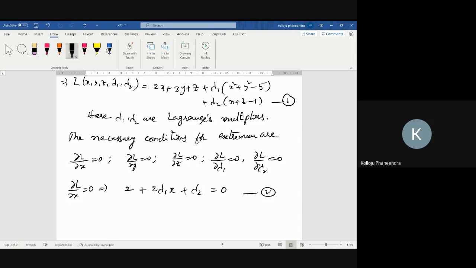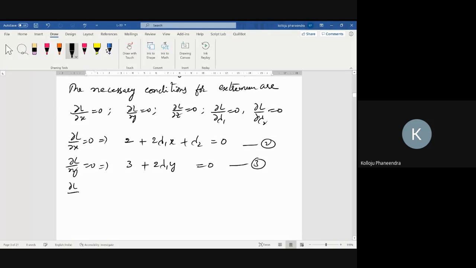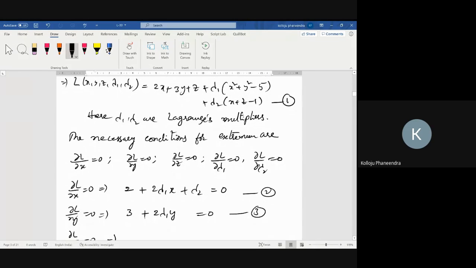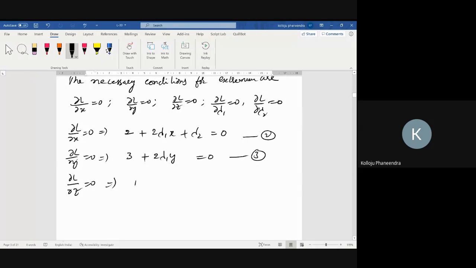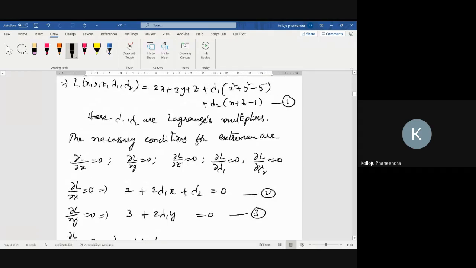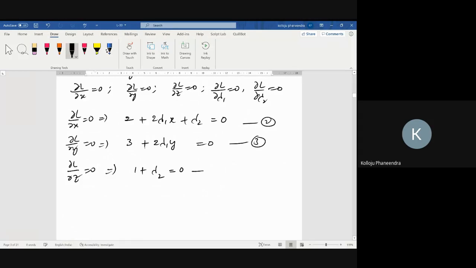Equation 2. ∂L/∂y = 0. That means 3 + 2λ1y = 0, that's it. There is no y in the second condition. Next, ∂L/∂z = 0. What is this? The z coefficient is 1 and λ2 is there. So 1 + λ2 = 0. Is that correct? Yes. 1 + λ2 = 0. This is equation 4.